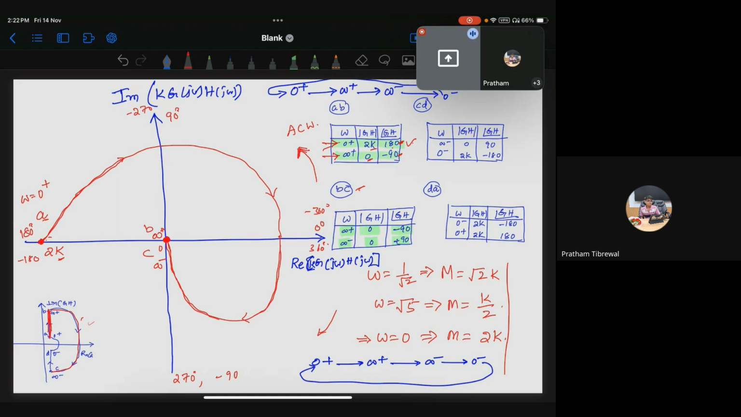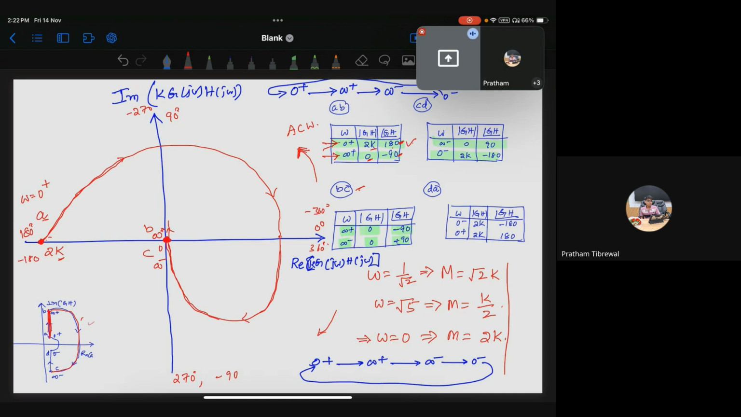Next CD. CD, what do we have? It starts at infinity minus. That means it starts at C. Magnitude is 0. Angle is what? Plus 90. So magnitude is 0 only, angle is plus 90, which means this way it's starting. Then what is the ending point? Minus 180, and the magnitude is 2K now. 2K, minus 180. So can you tell me how it goes?